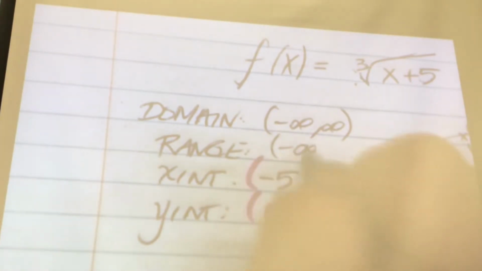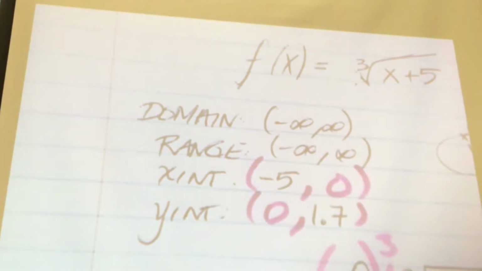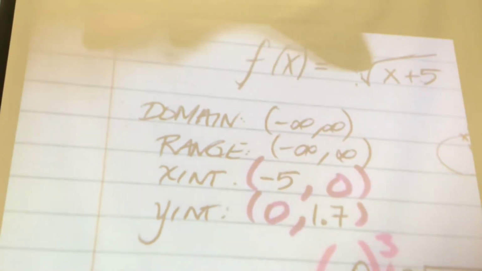Negative infinity to infinity. When will the range change? What about if this is a square root? The square root is always what? The square root of any number? It has to be positive, right?